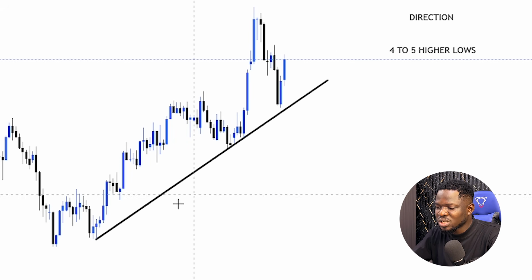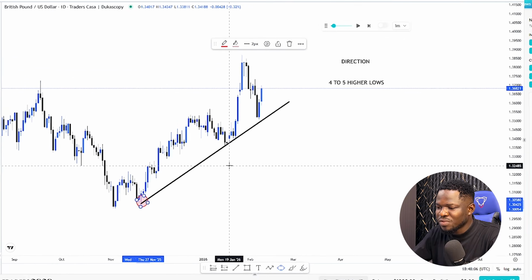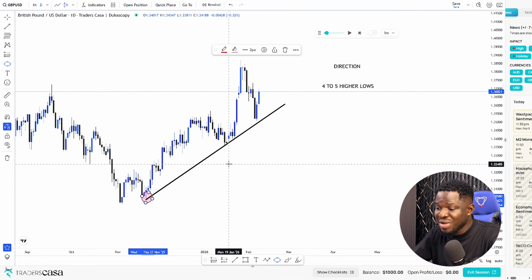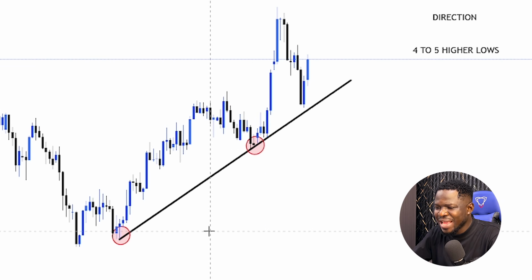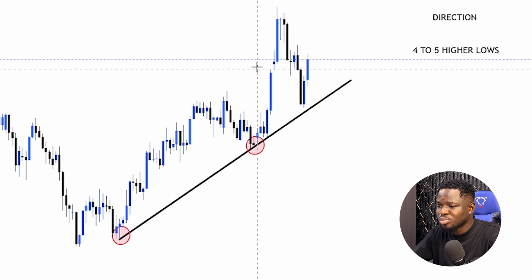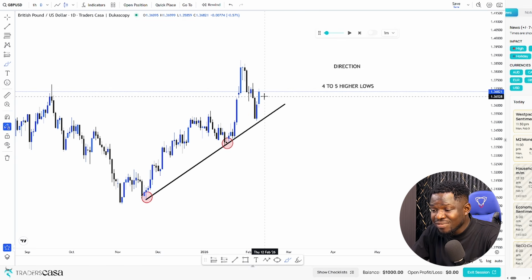Why? Because we have 2 major strong points here, and part of the minimum requirement for a valid trend line is to have 2 touches. We have the first touch here, then we have another touch here, right? So since we are able to spot a minimum of 4 to 5 higher lows during this uptrend market, all we have to do is to exercise a lot of patience and have it at the back of our mind that this trend will soon be invalidated, that sellers will change the structure back to bearish.